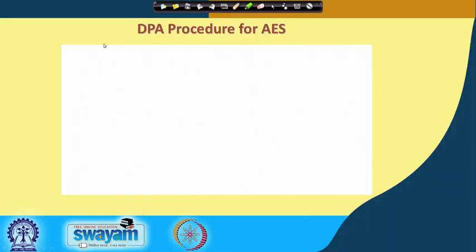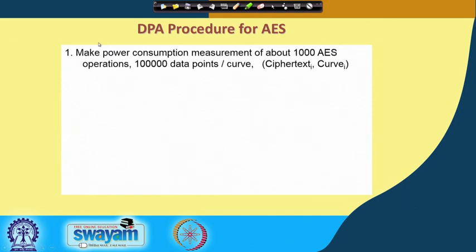Let us see how DPA can be adapted for AES, which is essentially a standard cipher, and we have already seen how the AES design works. Imagine that you have an AES hardware, and we observe the power consumption for say 1000 AES encryptions, and imagine that there are something like 10 to the power of 5 data points per curve. This is arranged in the form of a tuple: along with the ciphertext, I also observe the power trace, which is called the curve. We indicate this by the tuple ciphertext i, curve i, to indicate that along with the ciphertext you are also observing the corresponding power trace.